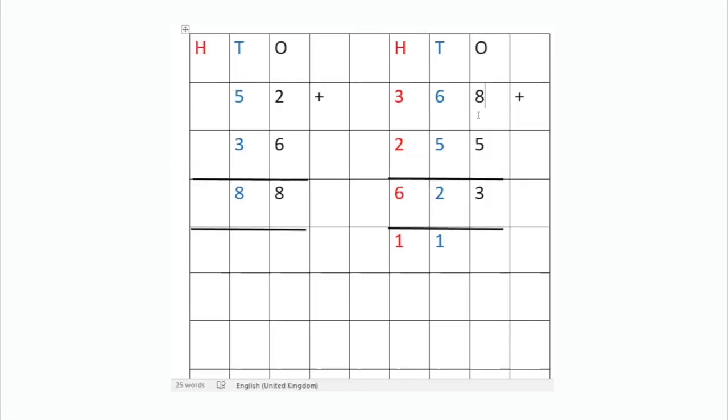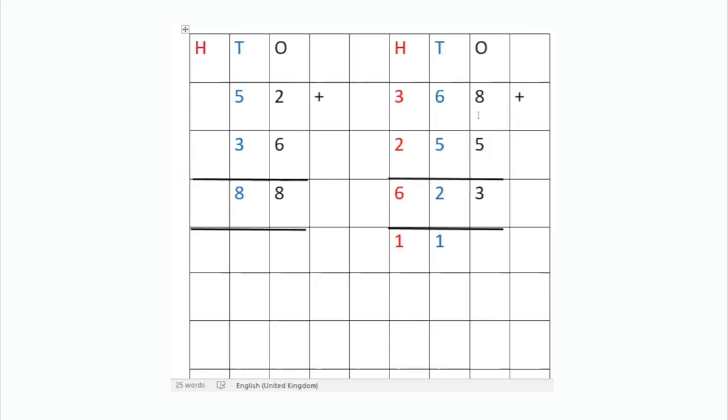Okay? It can be tricky. Okay, but it does require practice, practice, practice. So just to conclude this lesson for today, you have been learning about the column method for addition. What you can take away from this is that you need to place the digits in the correct column.